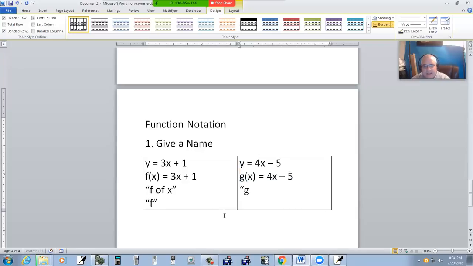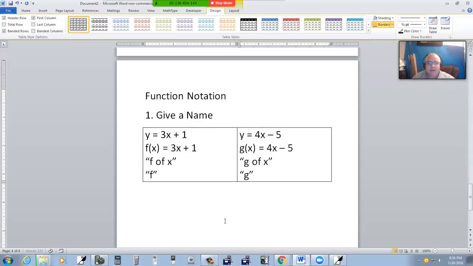This one reads as g of x, or we get lazier in math and we just refer to it as g. Now there's no mathematical meaning there. That's not f times x or g times x. It is purely notation, so keep that in mind. It's a name. You give it a name. Now you can go back and forth. If you got in the form of y equals 3x plus 1, you want to put function notation in there, you can replace the y with f of x. On the other hand, if you have the function notation there, f of x equals 3x plus 1, you can go in reverse and replace the f of x with y.